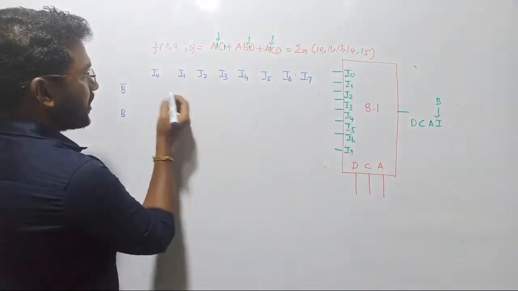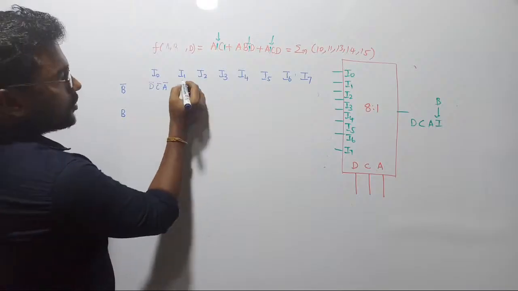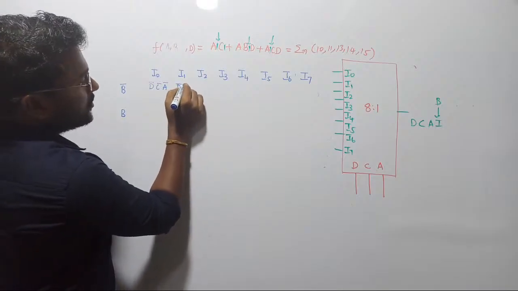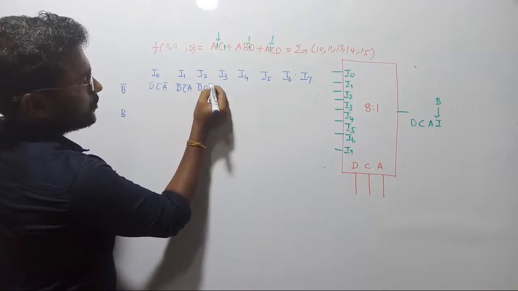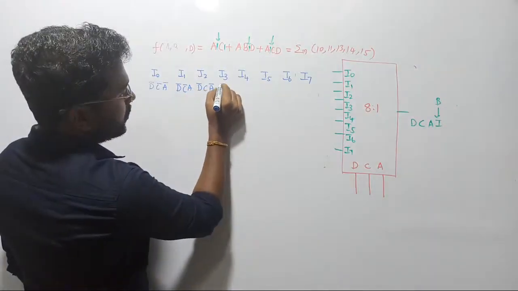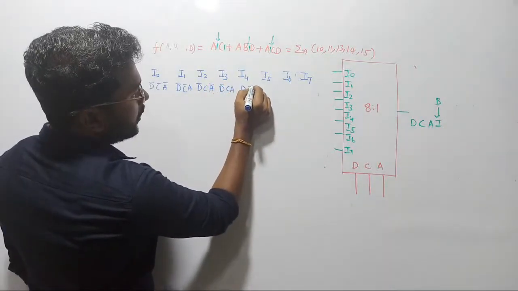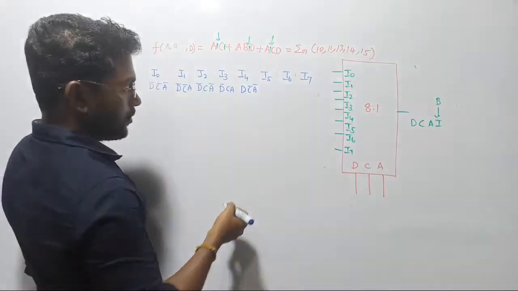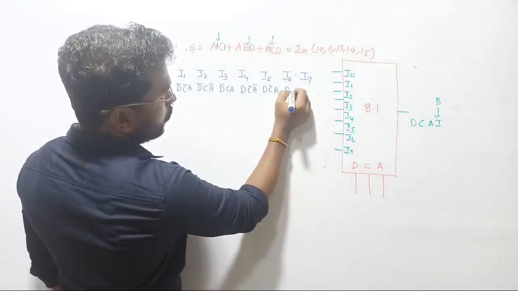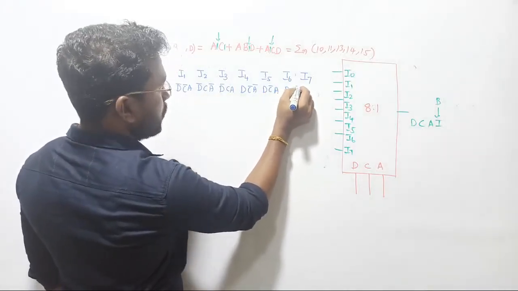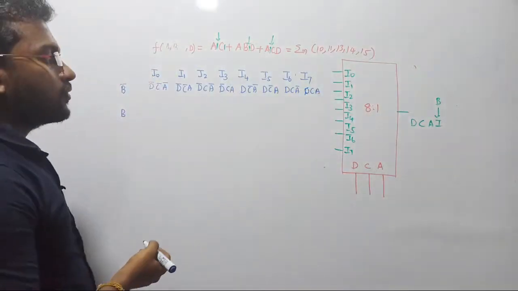Data selectors are what? D bar, C bar, A bar, 0 0 0. Next 0 0 1, I1 will be enabled. Next 0 1 0, right? Next 0 1 1. Next 1 0 0. Next 1 0 1. Next 1 1 0. Next 1 1 1. Yeah, I wrote everything perfectly.